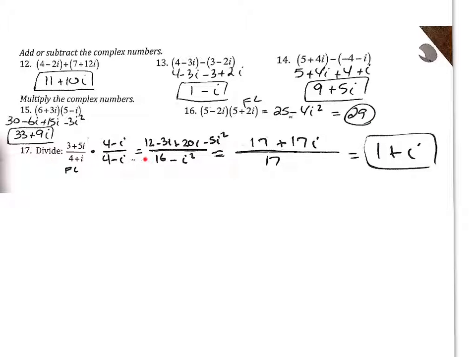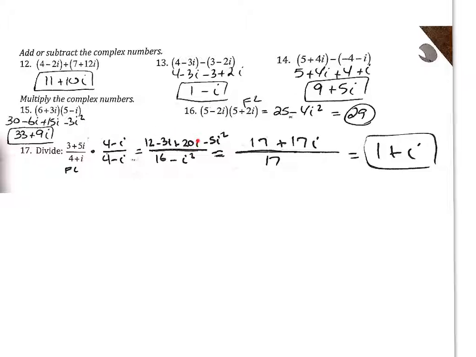17, divide. That's the longest process that we did with the imaginary numbers. You have to multiply the top and the bottom by the conjugate of your denominator. And because they're conjugates on the bottom, you just do first, last again. 4 times 4 is 16. i times negative i is negative i squared. i squared is really negative 1, so it's really 16 minus negative 1, which is really 16 plus 1, which is 17. On the top, I'm doing FOIL, first, outer, inner, last, and then combine them.